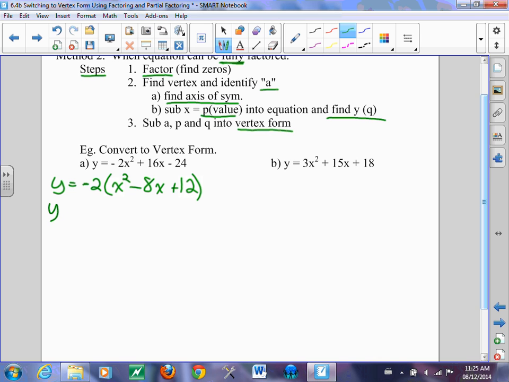Okay? So factored out the -2, I'm going to then figure out my product and sum. So product equals 12, sum equals -8. What 2 factors do we have there? Hopefully you know it's -2 times -6. So you have x minus 2 times x minus 6.